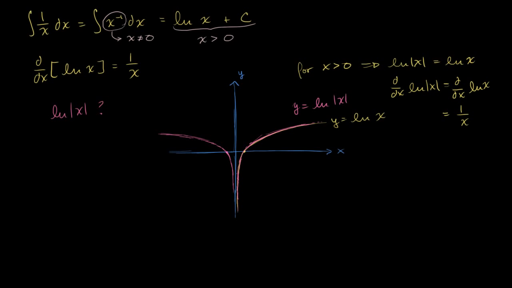So let's plot that. I'll do that in green. It's equal to 1 over x. So 1 over x, we've seen it before. It looks something like this. My best attempt to draw it. It has both vertical and horizontal asymptotes. So this right over here is 1 over x for x greater than 0.